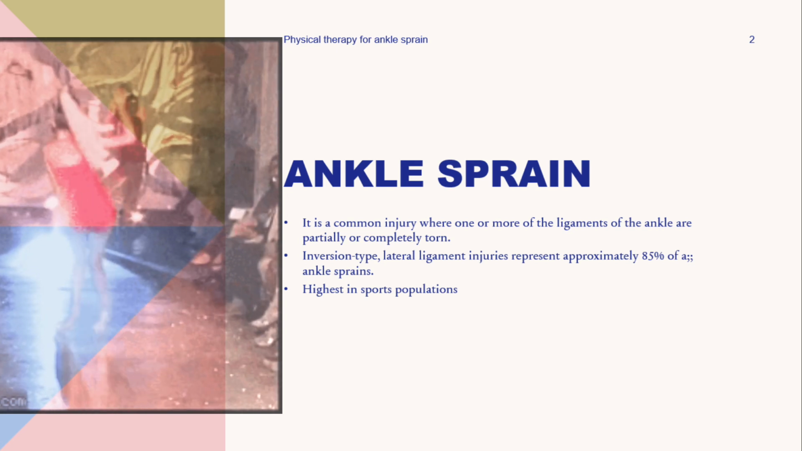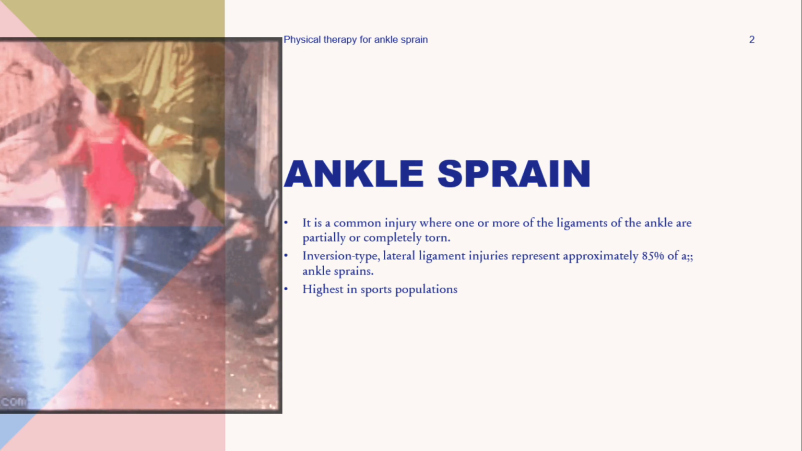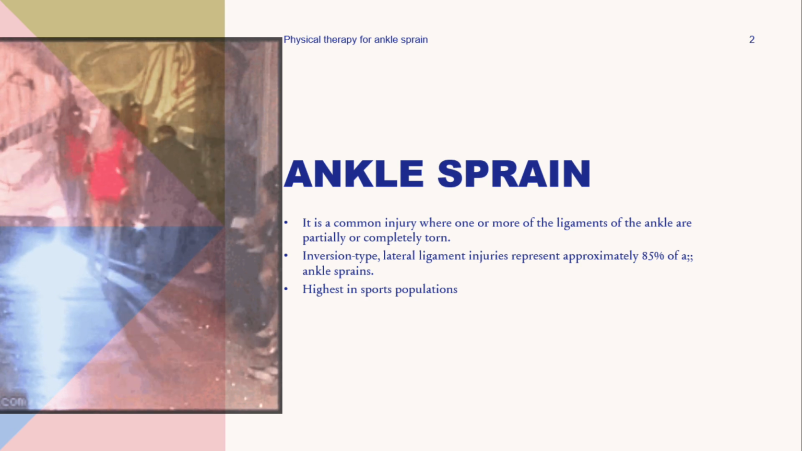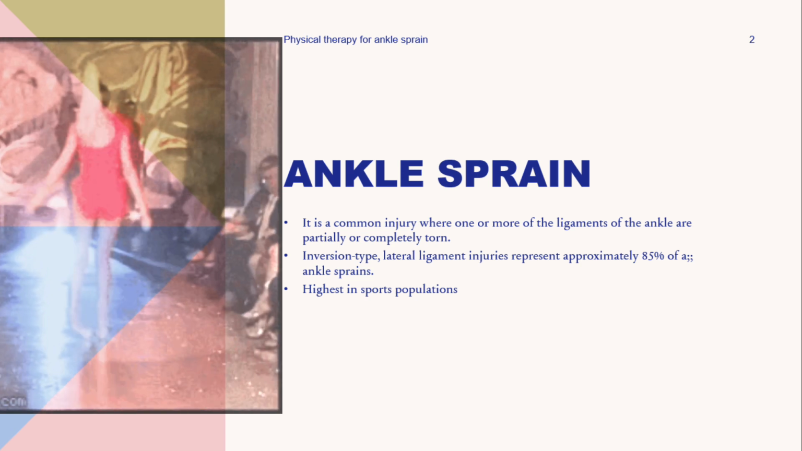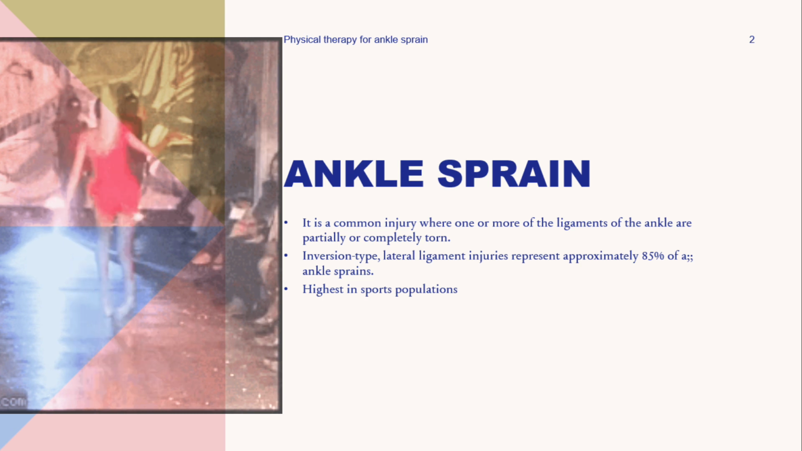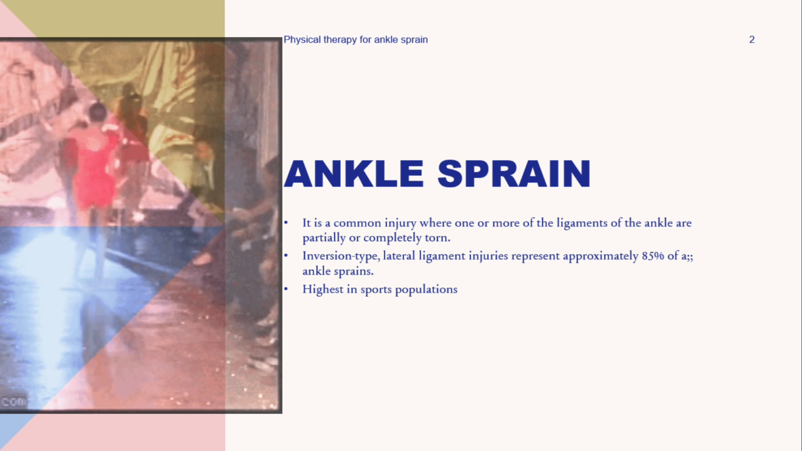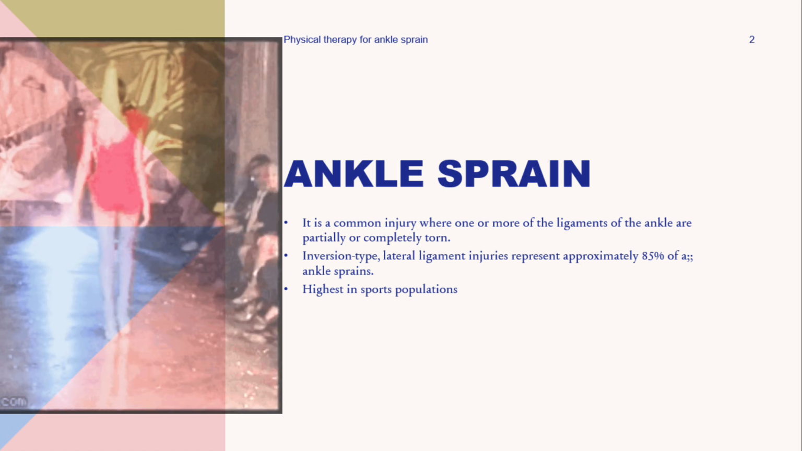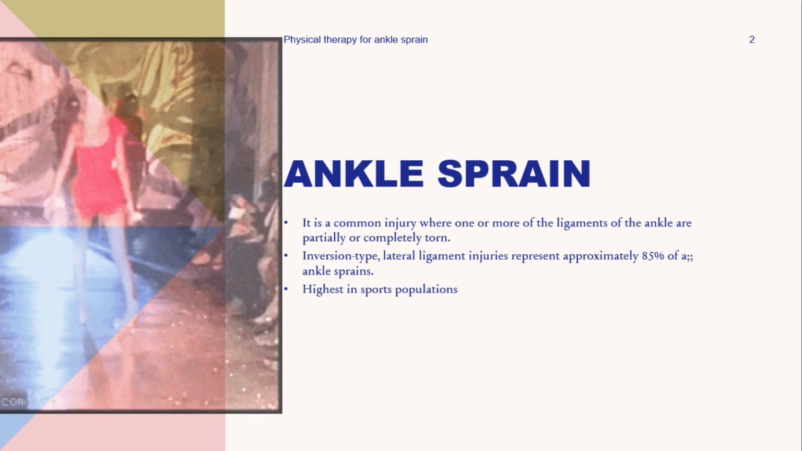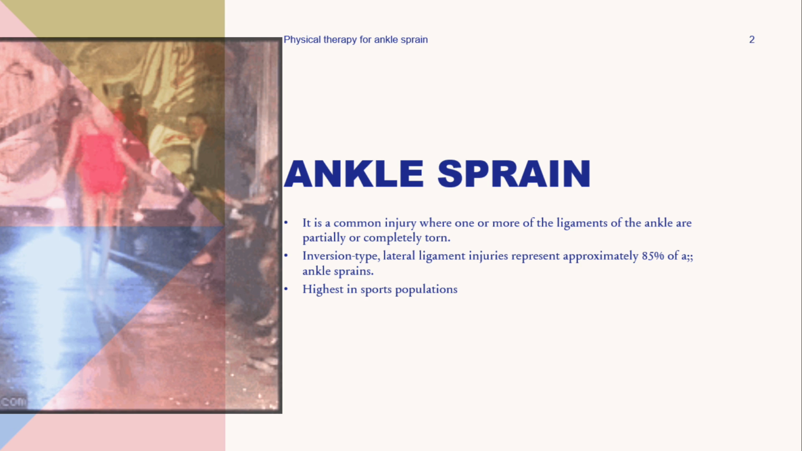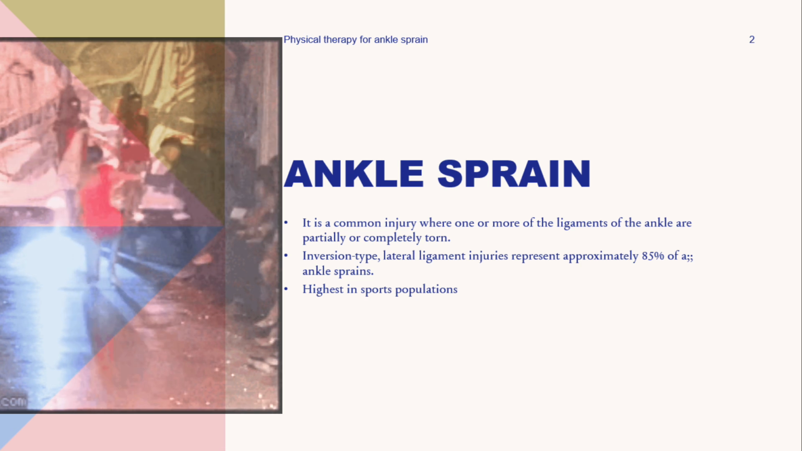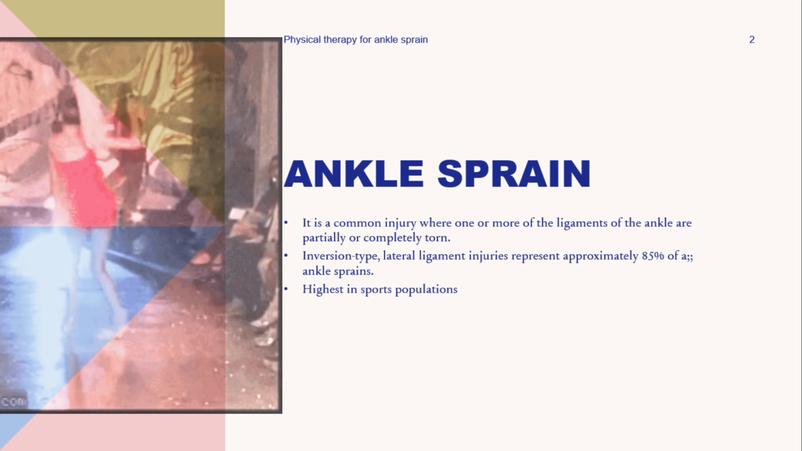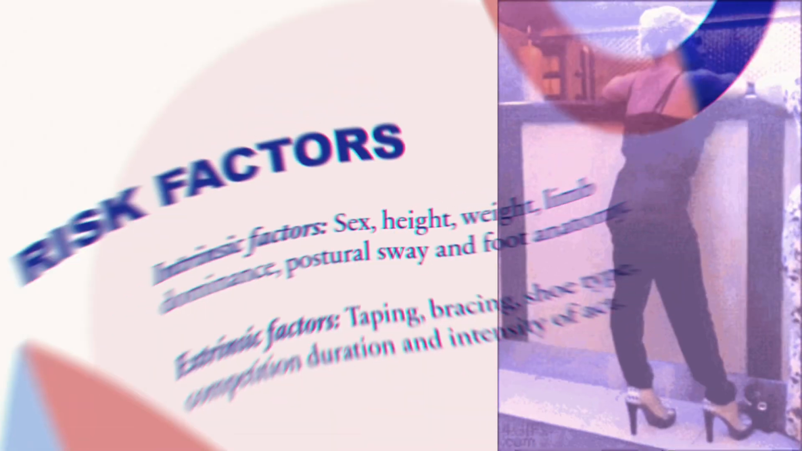An ankle sprain is a common injury. It is where one or more of the ligaments of the ankle are partially or completely torn. Inversion type lateral ligament injuries represent approximately 85% of all ankle sprains. The incidence of ankle sprain is highest in sports population. Poor rehabilitation after an initial sprain increases the chances of the injury reoccurrence.